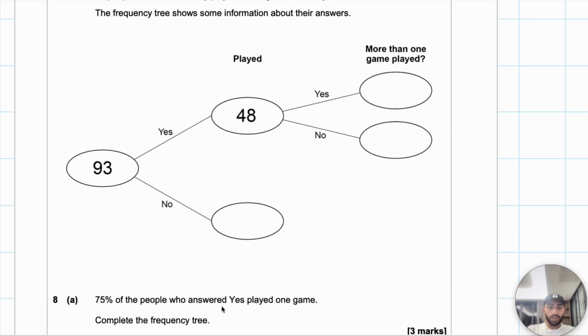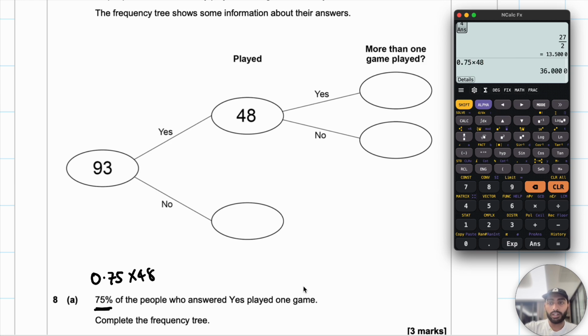75% of the people who answered yes played one game. Complete the frequency tree. Let's find out what 75% of 48 is. To convert 75% into a decimal, I just need to divide it by 100. So the decimal point is moving 1, 2 to become 0.75. I need to multiply that by 48, and that will tell me who played one game.